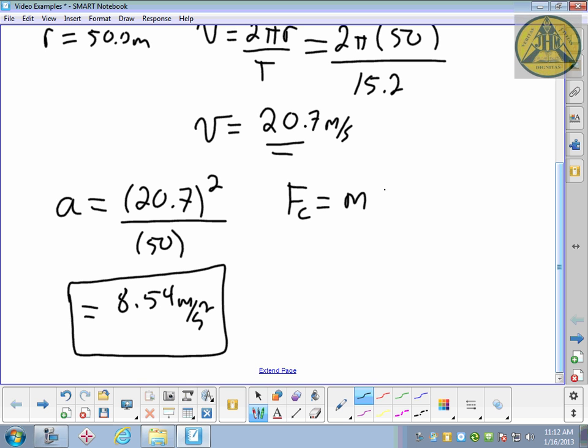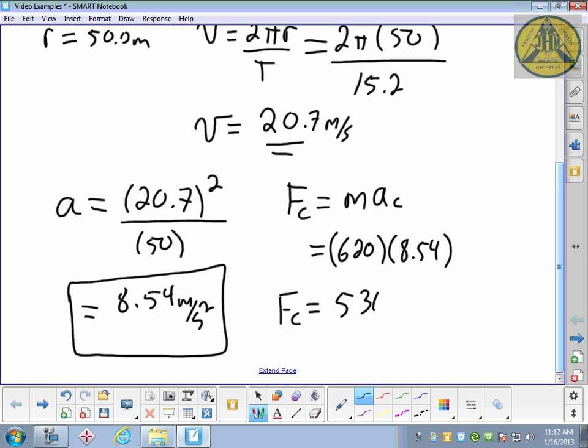Centripetal force is mass times the centripetal acceleration, or mv squared over r. So rather than doing the calculation all over again, it's the mass, which was 620, I believe. Yep, 620 times our answer of 8.54. So centripetal force comes out to be about 5,300 newtons, making that thing turn around the corner. Of course, the faster you go, the greater the force required to make you turn. All right.